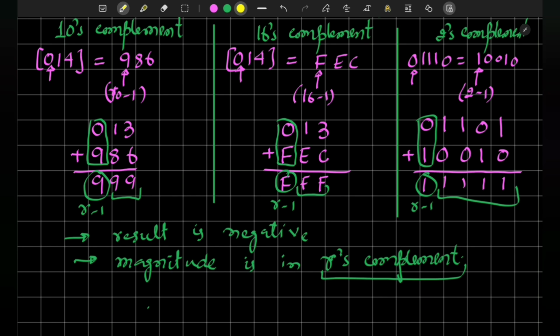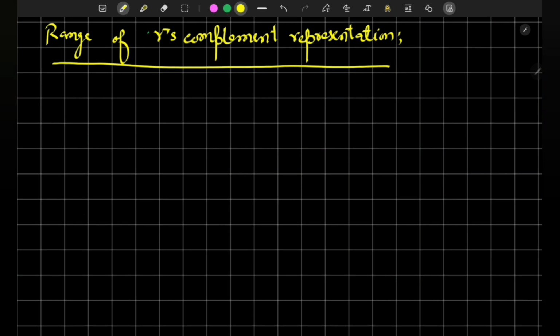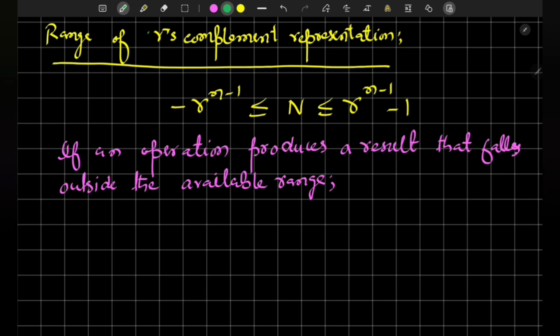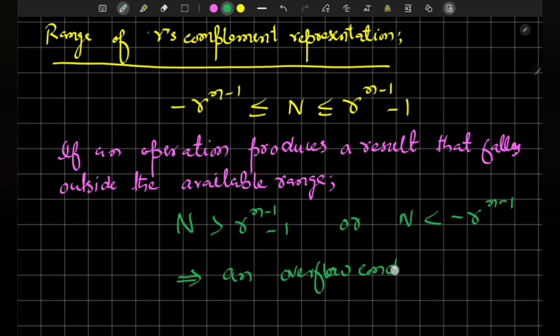complement form together simultaneously. The range of r's complement representation is from minus r raised to power n minus 1, and on the positive side it is r raised to power n minus 1, minus 1, for n bits or n digits. Now, if an operation produces a result that falls outside the available range, that is, if the result is greater than r raised to power n minus 1, minus 1, or if it is less than minus r raised to power n minus 1, then we say that an overflow condition has occurred.